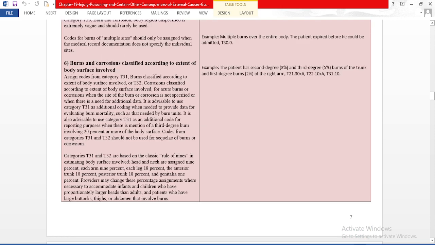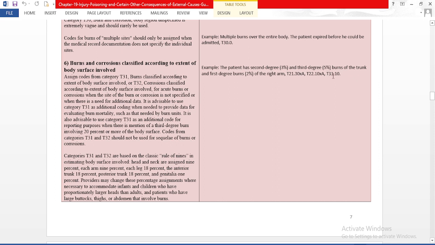So next guideline, burns and corrosions classified according to extent of body surface involved. Usually we will use the T31 series for burns classified according to the extent of body surface involved, and T32 for corrosions classified according to the extent of body surface involved. We have one more example here. The patient has second degree and third degree burns of the trunk and first degree burns of the right arm. So we will code T21.30 and T22.10.